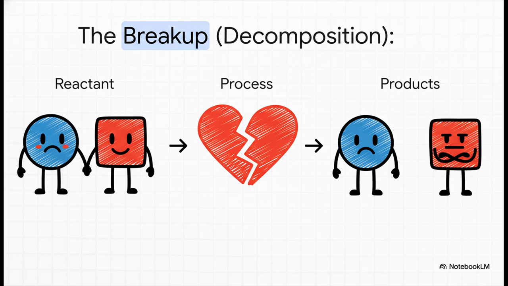So what's the opposite of the matchmaker getting things together? Well, it's the breakup, of course. This is what we call a decomposition reaction. This is where one big, complex compound just decides it's had enough and it breaks down into 2 or more simpler little pieces.